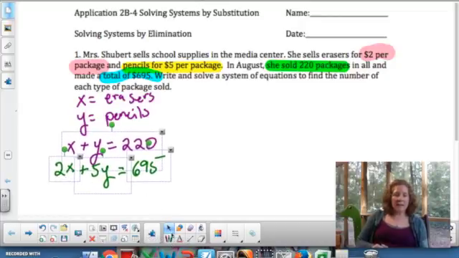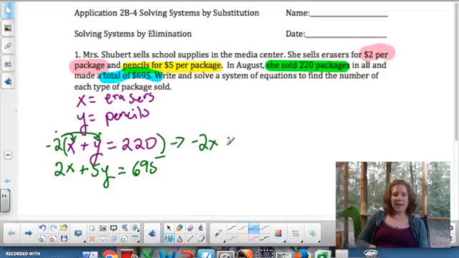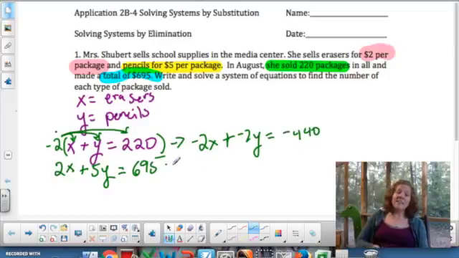And I'm going to multiply everything in this equation by negative 2. Again, that's because I want this coefficient, which is currently just 1, to be negative 2. So I'm going to distribute that negative 2 to everything. Negative 2 times x is negative 2x. Negative 2 times y is negative 2y. That's supposed to say plus negative 2y. And then negative 2 times 220 is negative 440. Right? The second equation, I don't have to change at all. So that's just going to be 2x plus 5y equals 695.